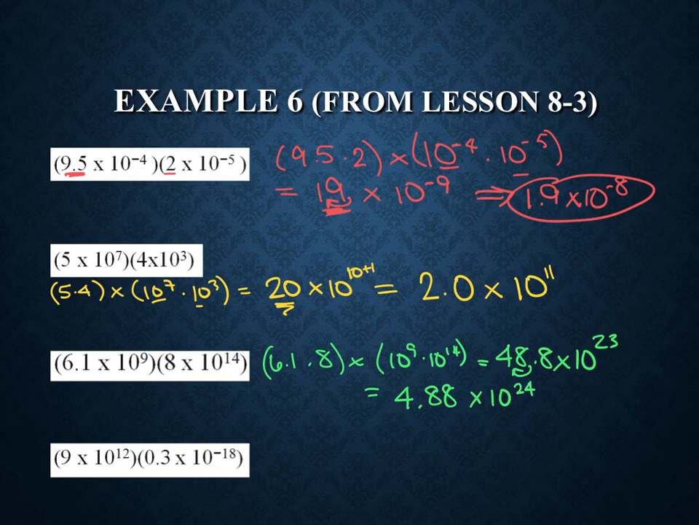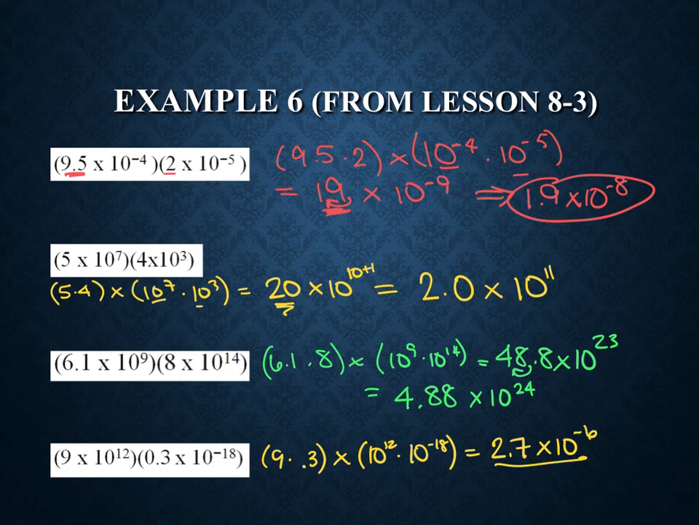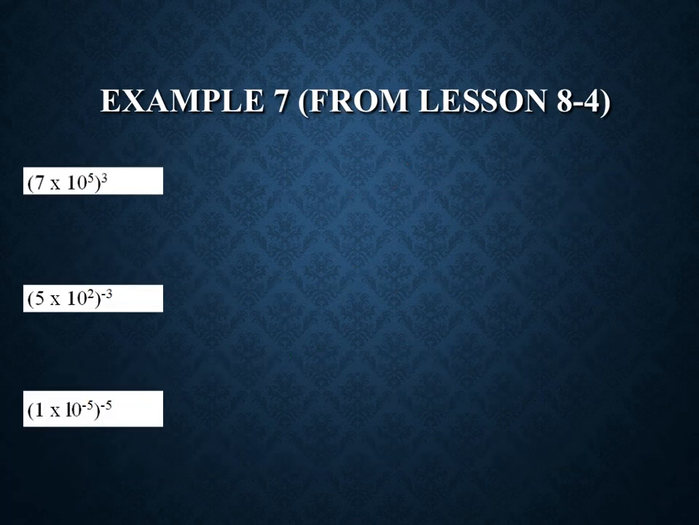And then our last example, I'm going to multiply the 9 times 0.3, and then make that times 10 to the 12th times 10 to the negative 18th. So 9 times 0.3 is going to give me 2.7. Then I have times 10 to the 12 plus a negative 18 is going to give me to the negative 6, and this can just stay as it is.